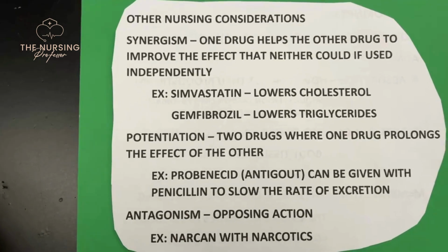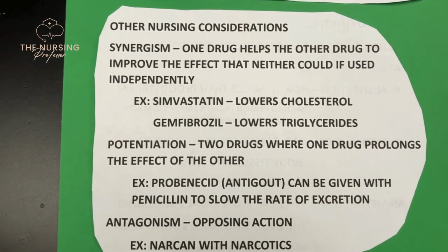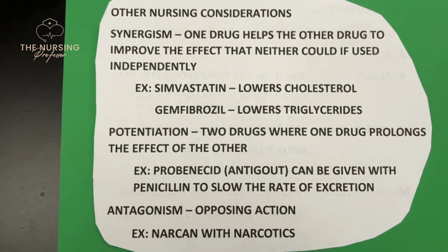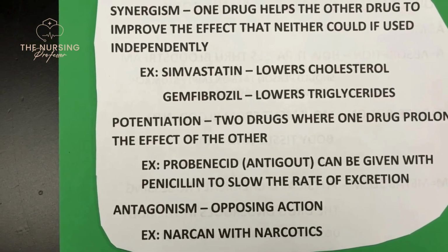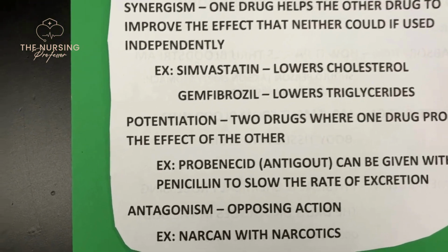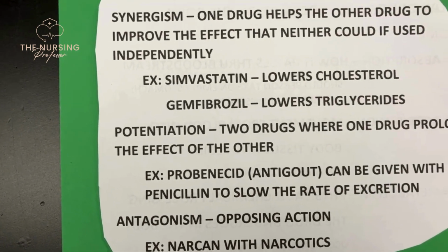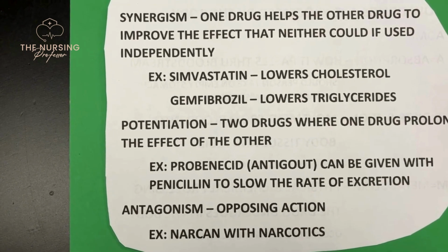When we talk about potentiation, we're talking about two drugs where one drug prolongs the effect of the other, and sometimes we want that. And so in the case of penicillin, if we had a patient that was on probenecid, which is an anti-gout medication, it can actually slow the rate of excretion, and so the person will have a longer time for the medication to be in their system.